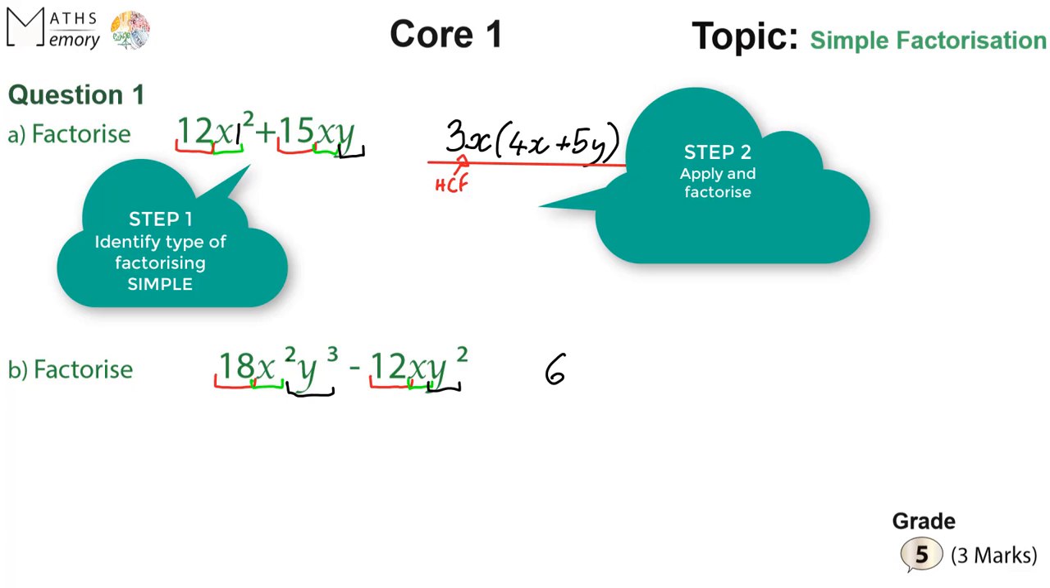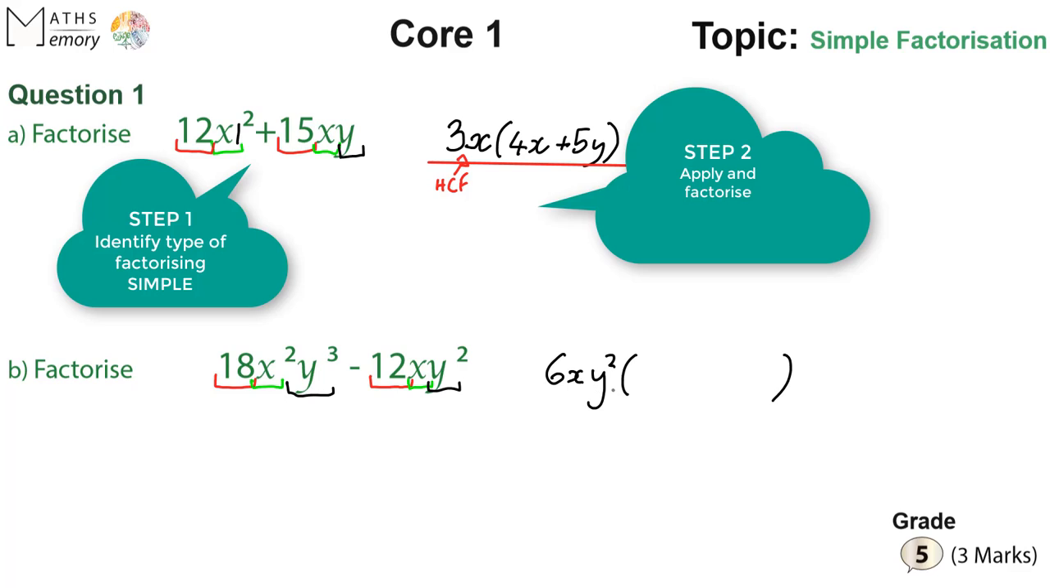6. What goes into x squared and x? x. What goes into y cubed and y squared? This will be now y squared. Okay, just take note of that. That's quite tricky. In fact, most students put y, but actually the HCF of both these terms is going to be y squared. Second step, we'll put a big bracket around here.